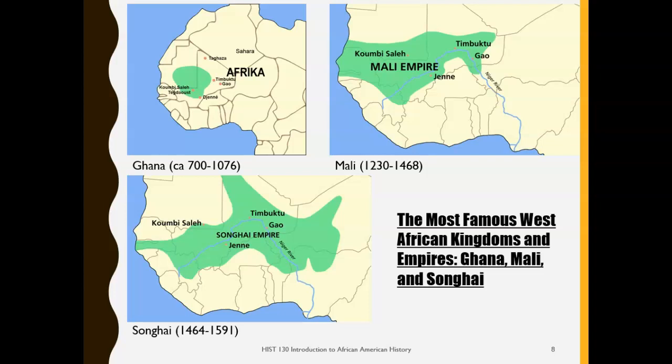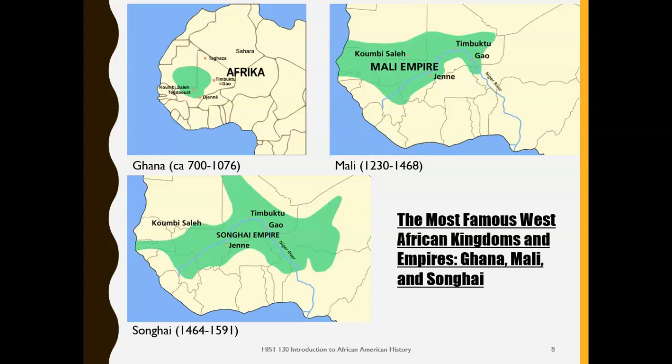Next to Ghana on the top right, we have Mali, which existed from 1230 to 1468. Mali extended from the modern state of Nigeria and Niger in Central Africa all the way to the west coast to the modern day Senegal.